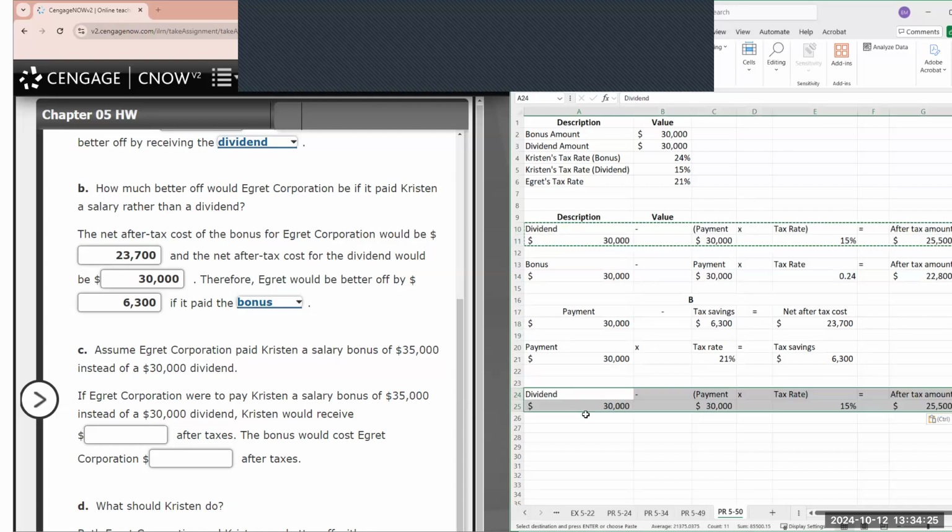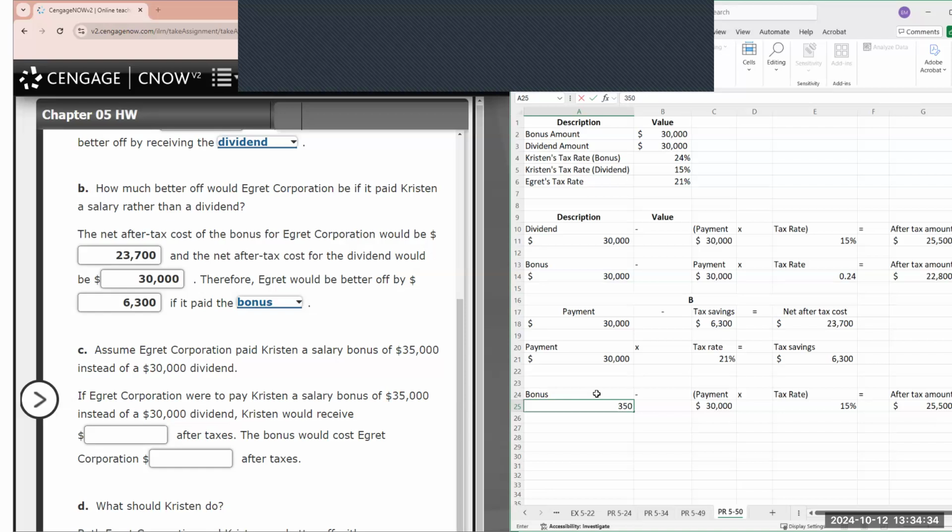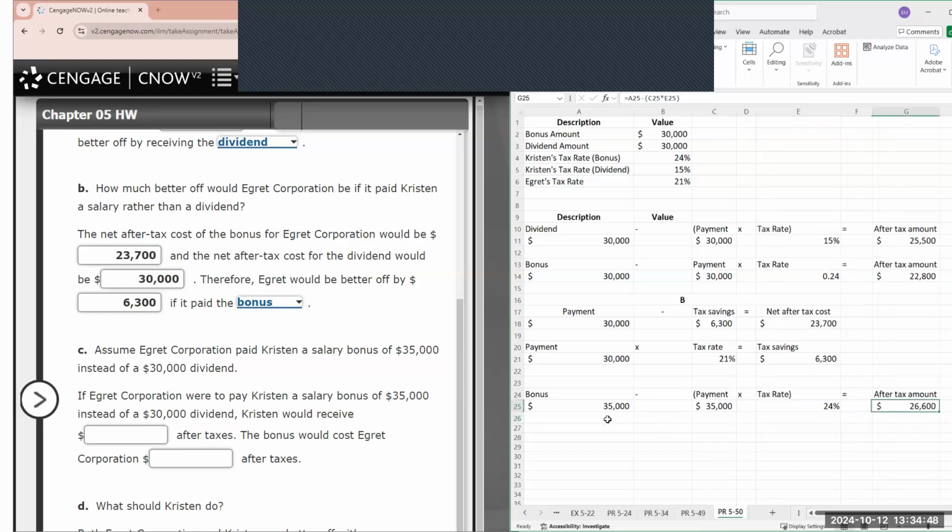So we're going to copy this information. We'll change it. Instead of it being a dividend, it would be a bonus of $35,000. The payment would be $35,000, and her tax rate is 24%. So therefore, the after-tax amount in such case would be $26,600. The $35,000, in consideration of her tax rate, the after-tax amount would be $26,600. And the bonus would cost Egret how much after taxes?